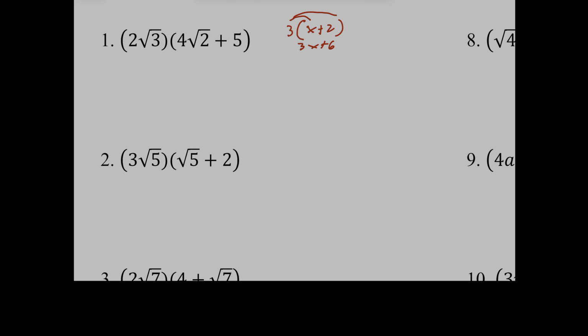So on this one, what if I had this? I'm just going to write out something, 3 parentheses x plus 2. You would do this, and you would do that, and you would get 3x plus 6. I'm just showing you the distributive property. This looks nastier, but it's the same thing. I'm going to multiply by this, and I'm going to multiply by that. That's all I'm going to do.